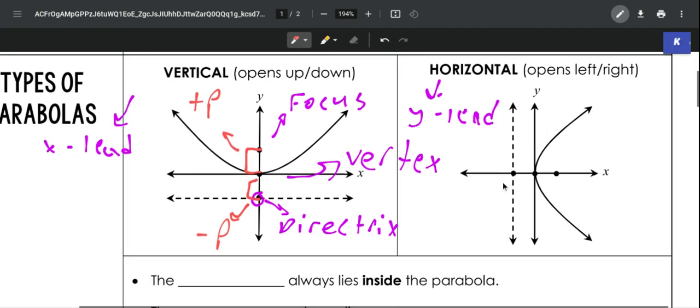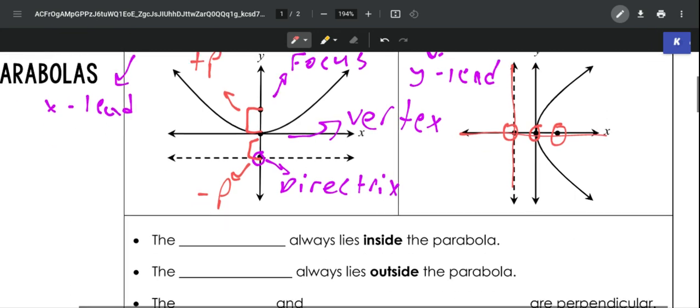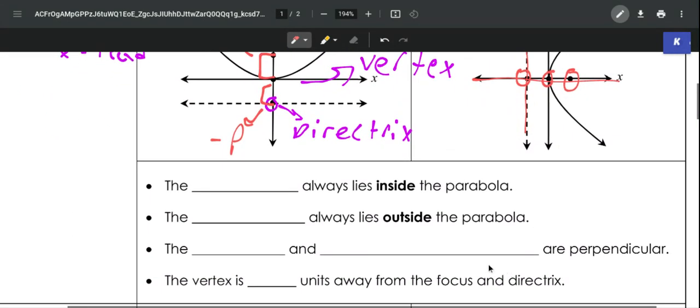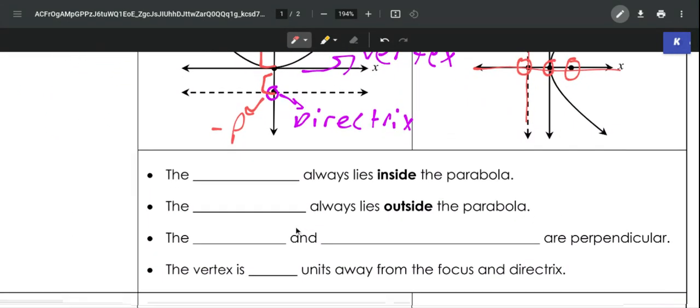Everything for the horizontal parabola is pretty much the same. Here would be our directrix, here would be our vertex, and here would be our focus. This line here would be the line of the directrix, and then everything split down the middle would be the axis of symmetry. So we'll look at some actual definition type stuff, and then we'll get into the actual graphing in the next video.